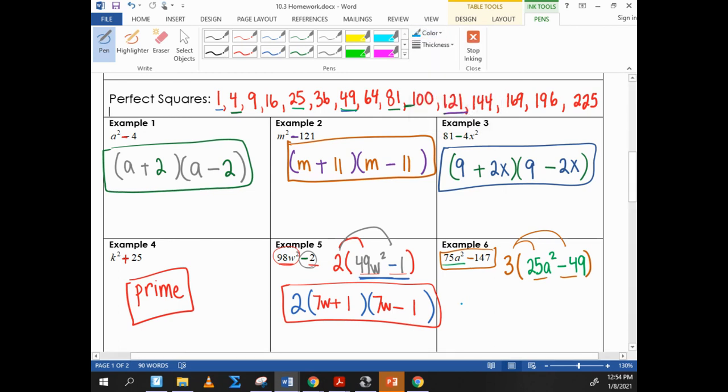We're going to go ahead and write that 3 out front, and we'll write our 2 binomials. Again, remember, plus and minus. I'm going to write them in a different order this time to show you it doesn't matter which one is which. But take the square root of the first, so square root of 25 is 5. Square root of a squared is a. So that's going to be your first term. And then the square root of 49 gives you your last term right there. And there's your answer.